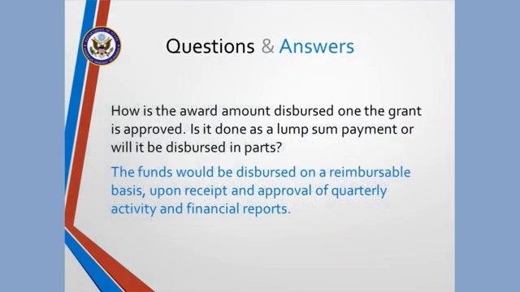So how are the award amounts dispersed when the grant is approved? Is it done as a lump sum payment or will it be dispersed in parts? That's a good question. Absolutely. And the funds would be dispersed on a reimbursable basis upon receipt and approval of quarterly activity and financial reports. So this is important because we never give the whole amount up front.